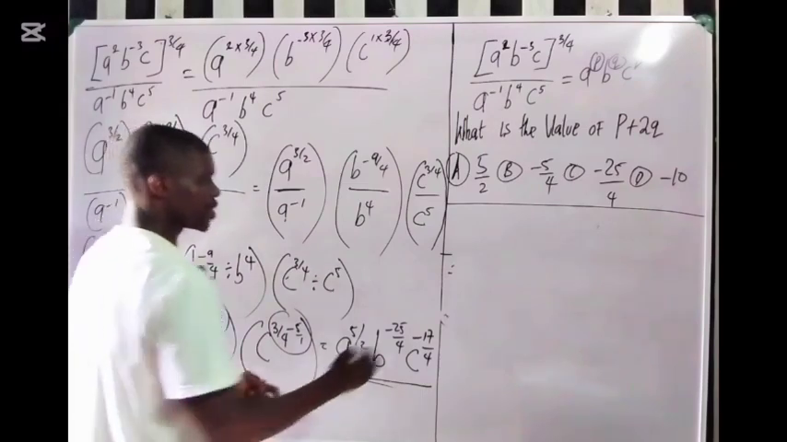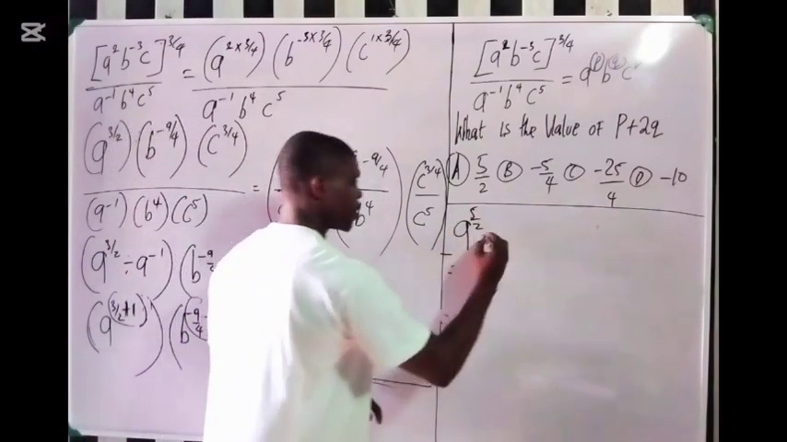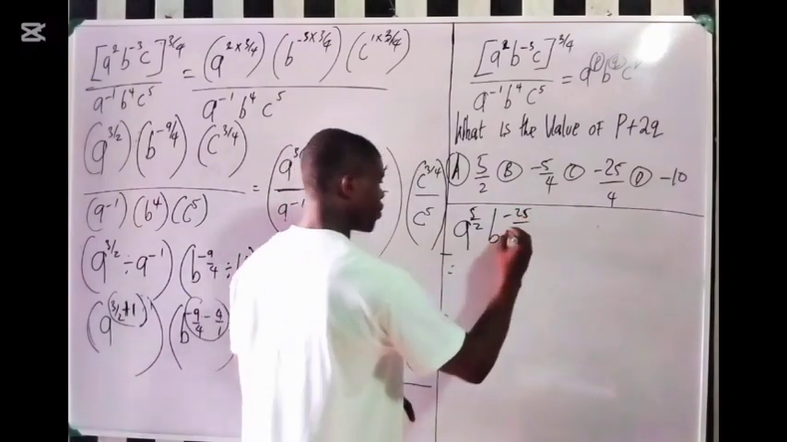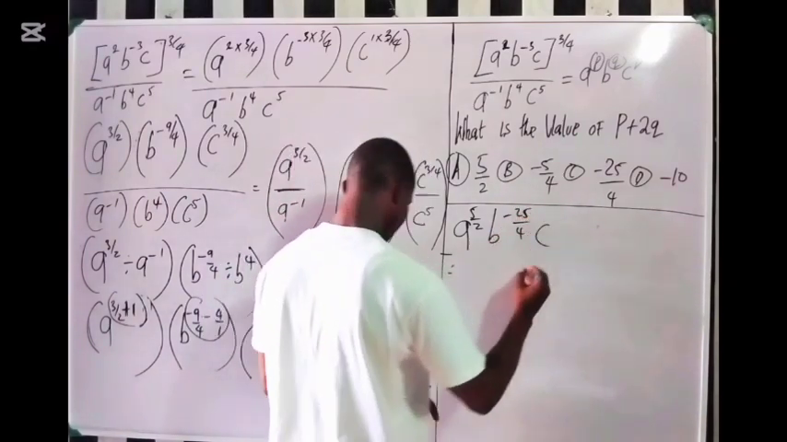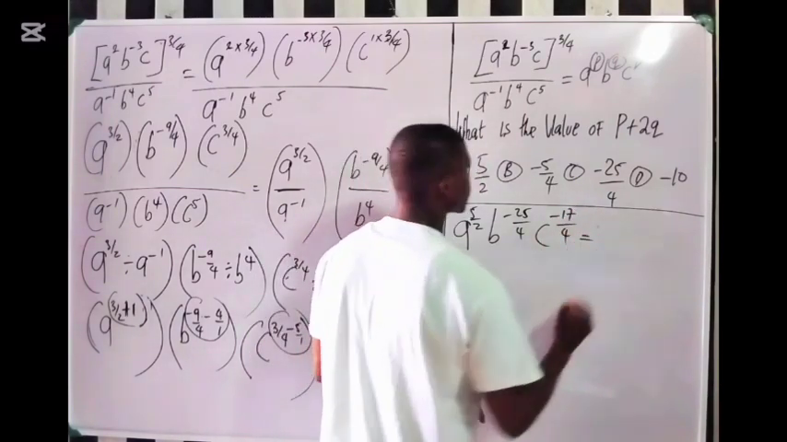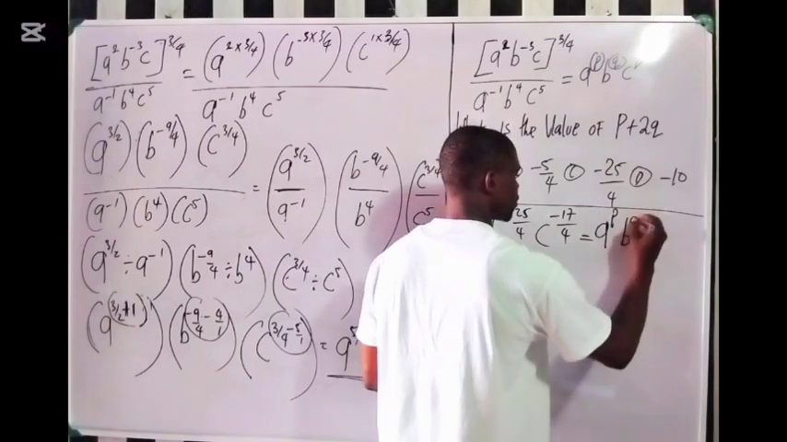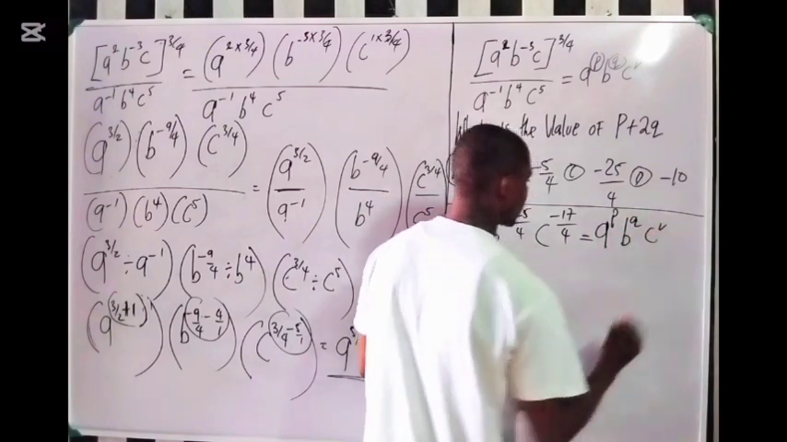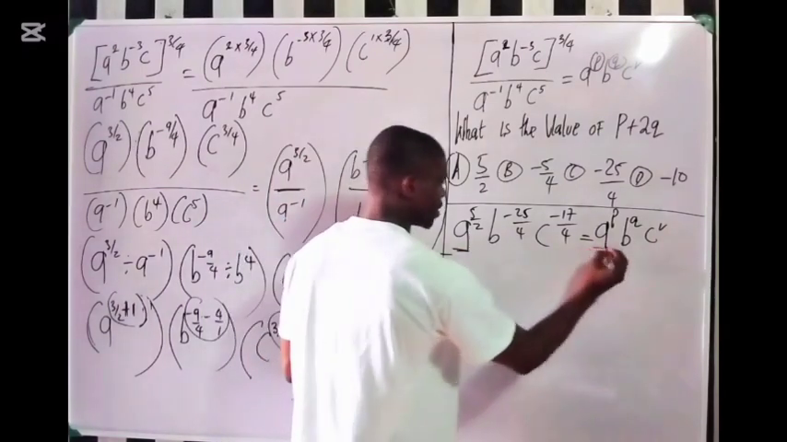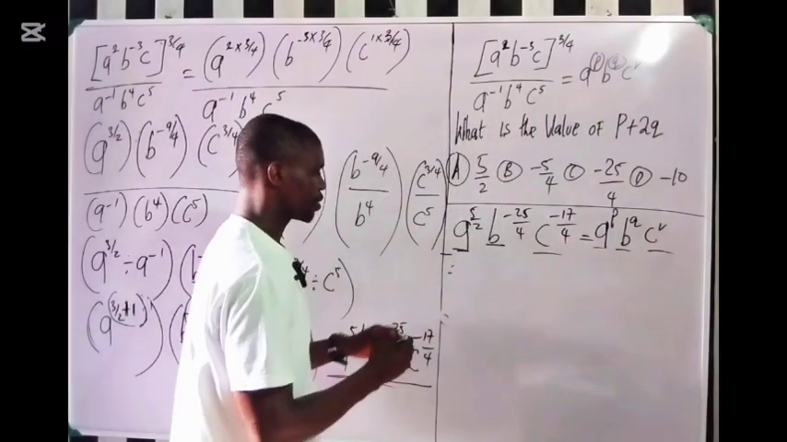So here we now have A to the 5 over 2, B to the minus 25 over 4, C to the minus 17 over 4, equals A raised to P, B raised to Q, and C raised to R, right? So what I want to happen here is that this is equal to this, and this is equal to this.